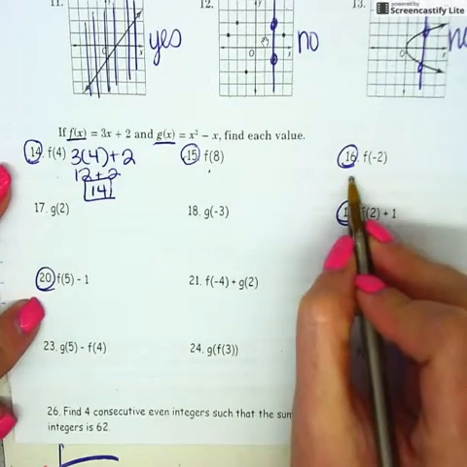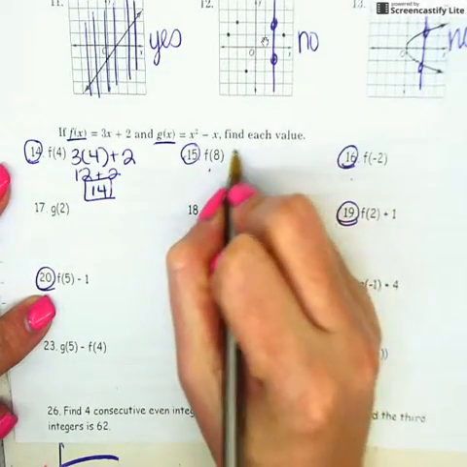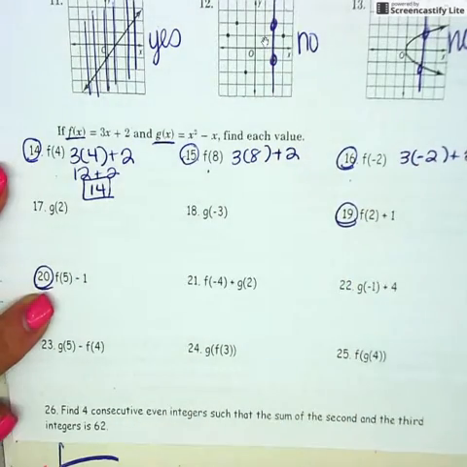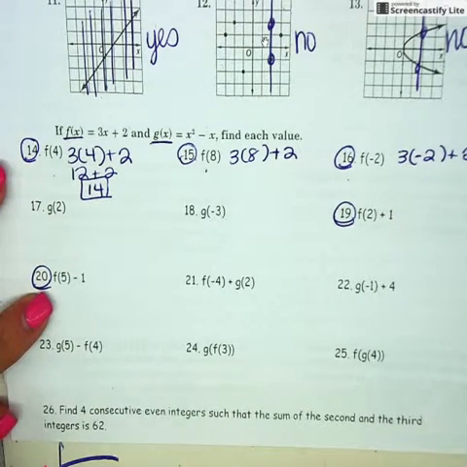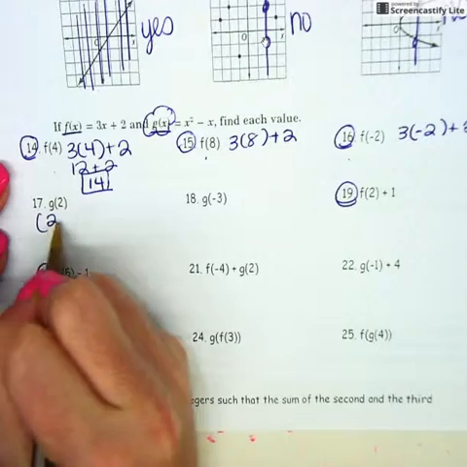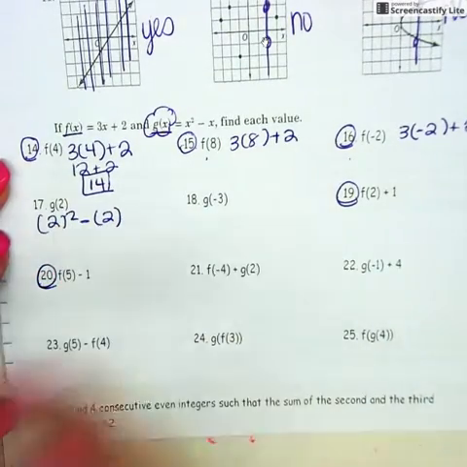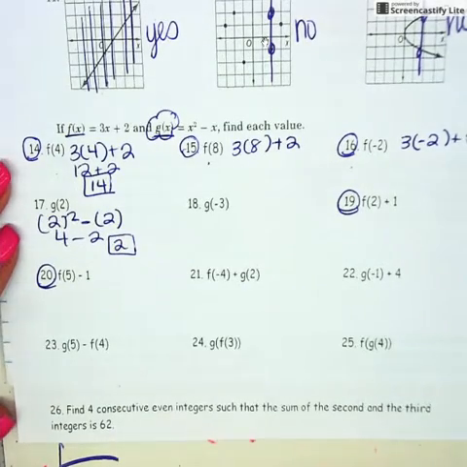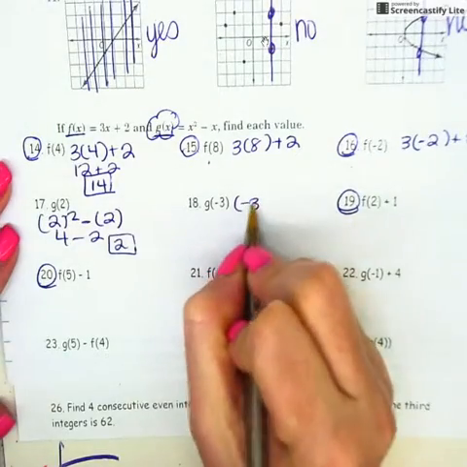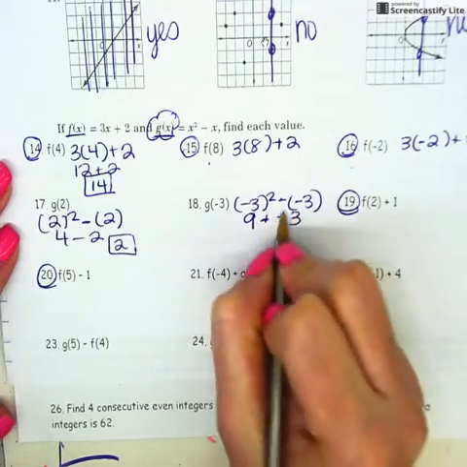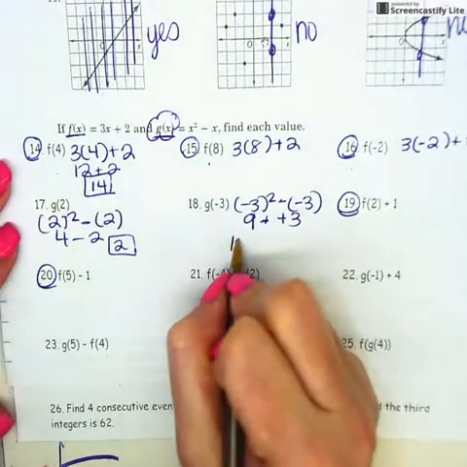You'll do number 15 just like number 14, except you'll use 8. Same thing with number 16, except you'll use -2. So it would be 3 times 8 plus 2 and 3 times -2 plus 2. All right. Now with 17 and 18, you'll see those are g's, so we're going to have to use the g function. So that would be 2 squared minus 2. 2 squared is going to give me 4, and 4 minus 2 gives me 2. Now don't forget, when you square a negative, that's going to make that a positive 9. But those 2 negatives right there make a positive as well, and that's going to give you a positive 12.